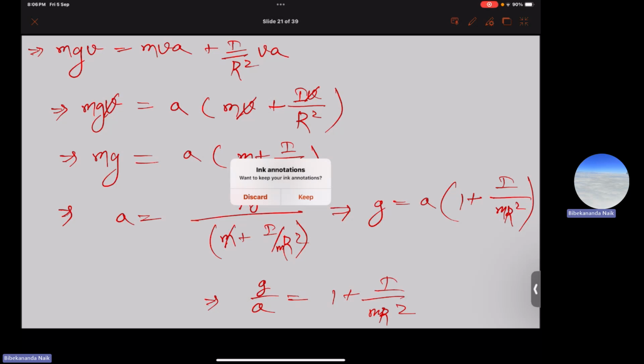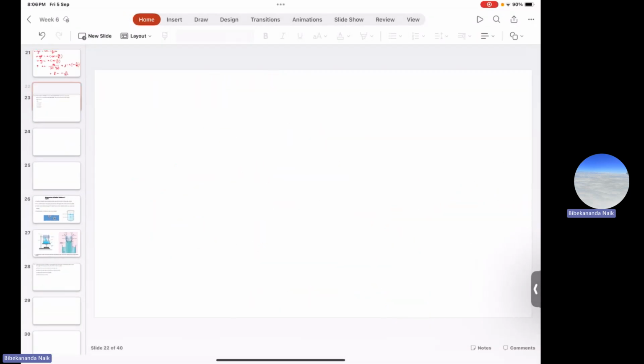Let me add another slide. So that implies I by m r square is equals to g by a minus 1. That implies g is 9.8 by a is 0.8. We had calculated the acceleration value was 0.8 meter per second square, minus 1, which gives us 11.25.